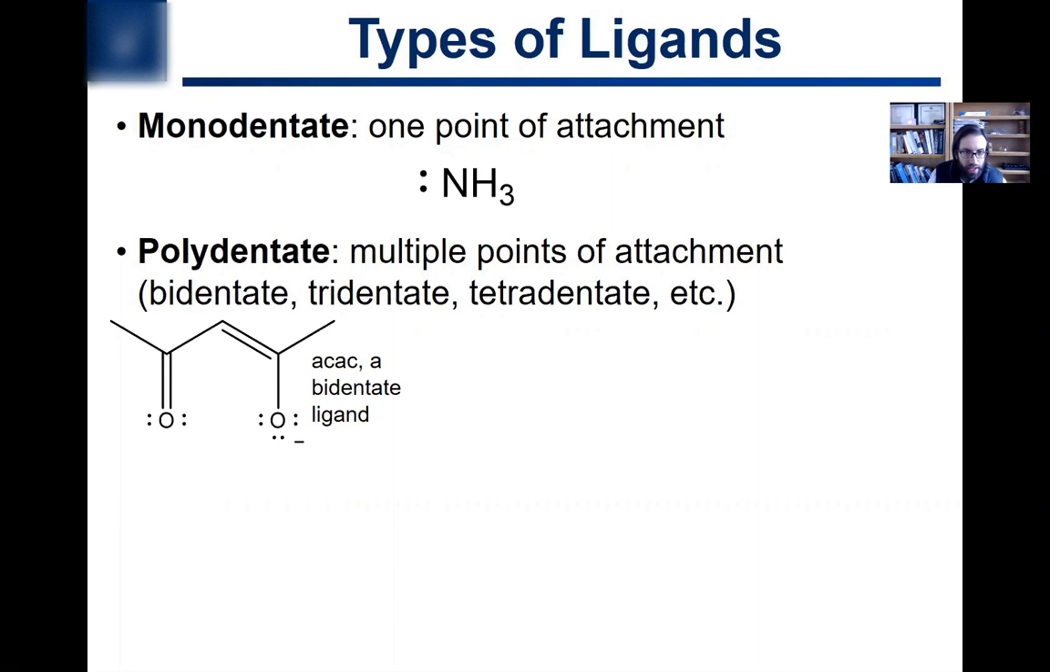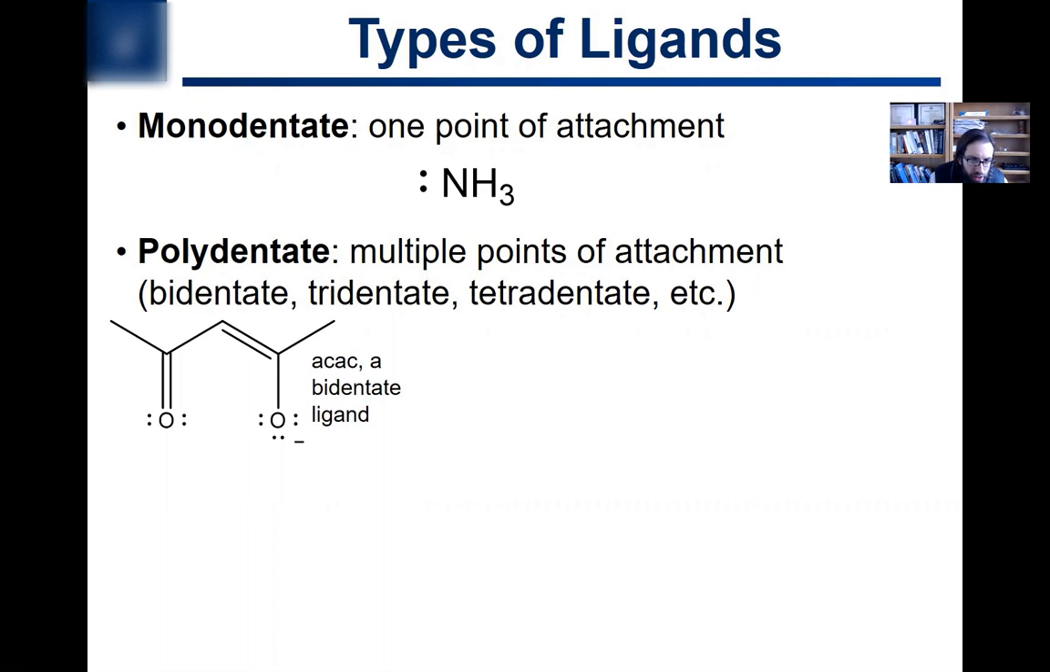Okay, and so bidentate would have two binding sites. A very common example is the anion of acetylacetone, which is affectionately known as ACAC. Okay, this is a bidentate ligand. So basically what can happen is you can have both of those oxygen atoms acting as Lewis bases, donating electron density into a metal ion. So both of those oxygen atoms can be donor atoms and form complexes.